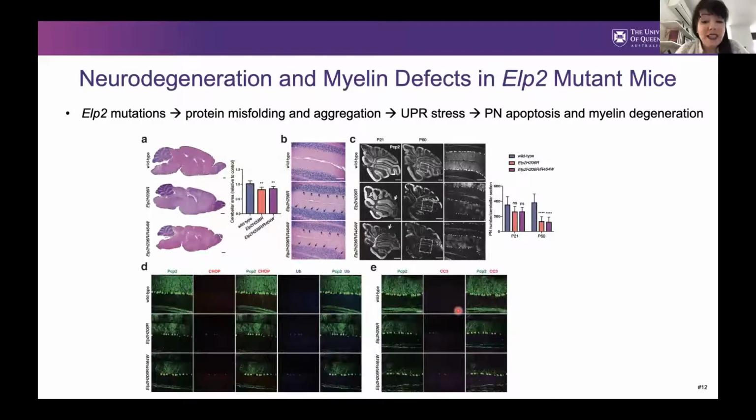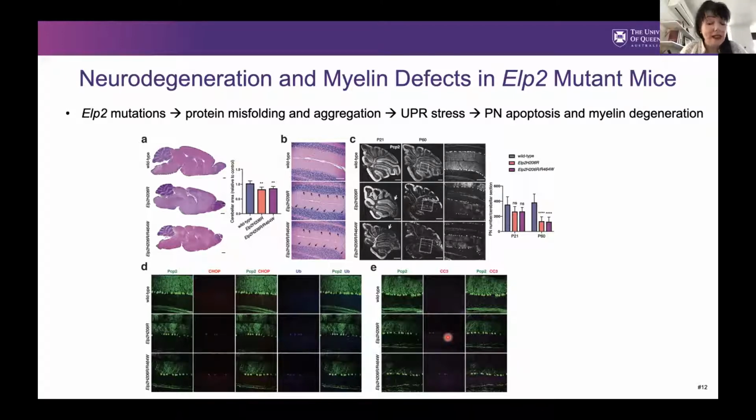Then, just like in the wobbly mice, in the ELP2 mutant mice we were also able to see a reduced cerebellum in size. There is cerebellar atrophy due to massive Purkinje neurodegeneration. And again, this is due to upregulation of UPR stress markers, CHOP ubiquitination, leading to apoptosis.